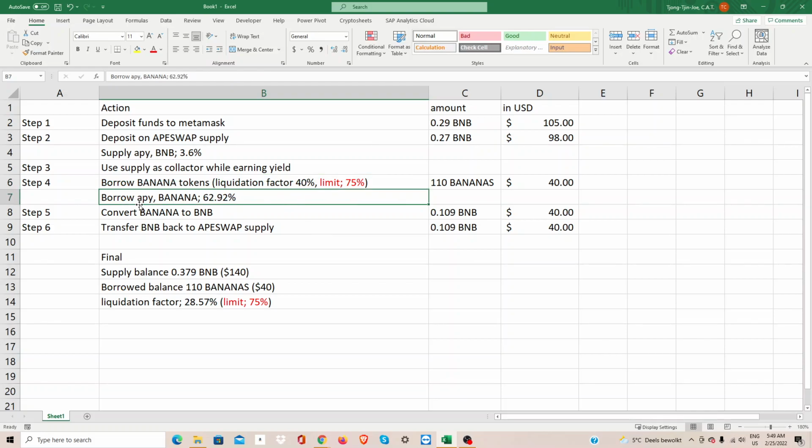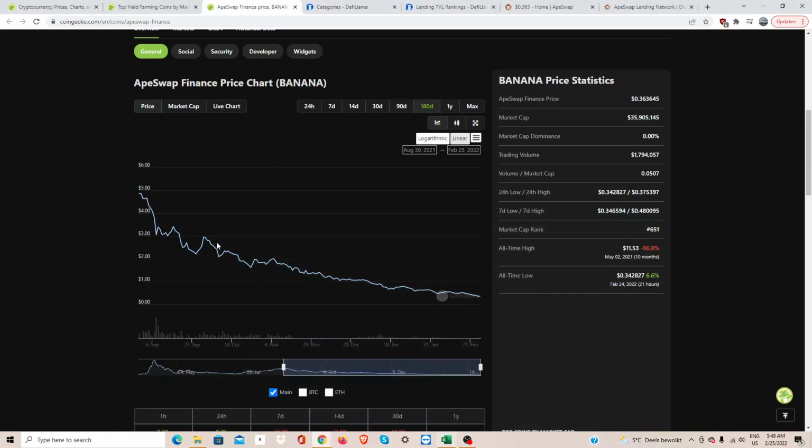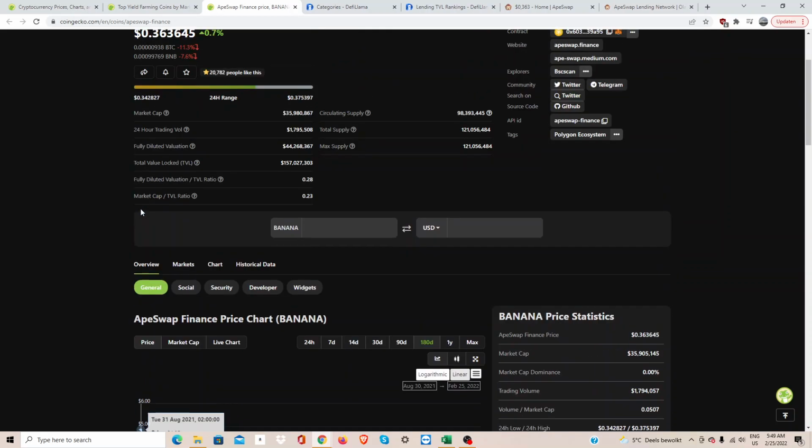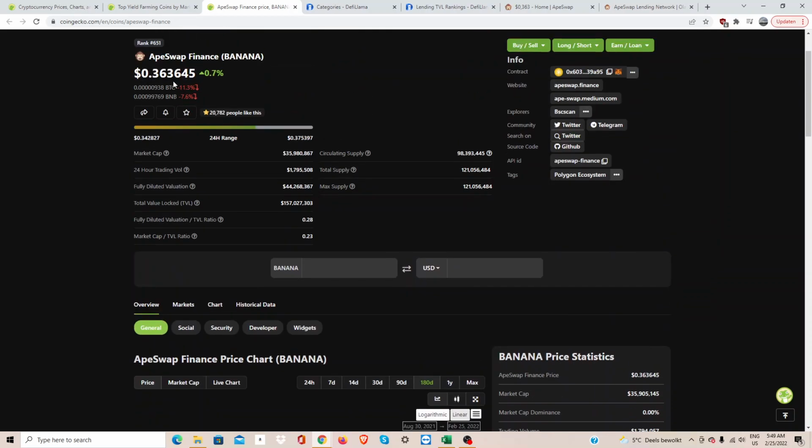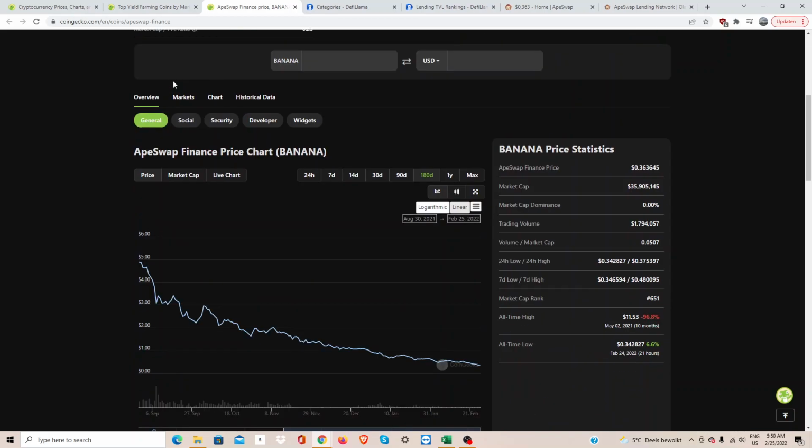Yeah, and also the fee is the borrow APY, so I need to pay 62% in a year. But I'm not really worried, because if you just look at only 6 months, this coin just plummeted from almost $5 to 30 cents, more than 90% plummeted. I'm like, what the fuck? So I'm not really worried. This is only 6 months. Who knows what will happen?